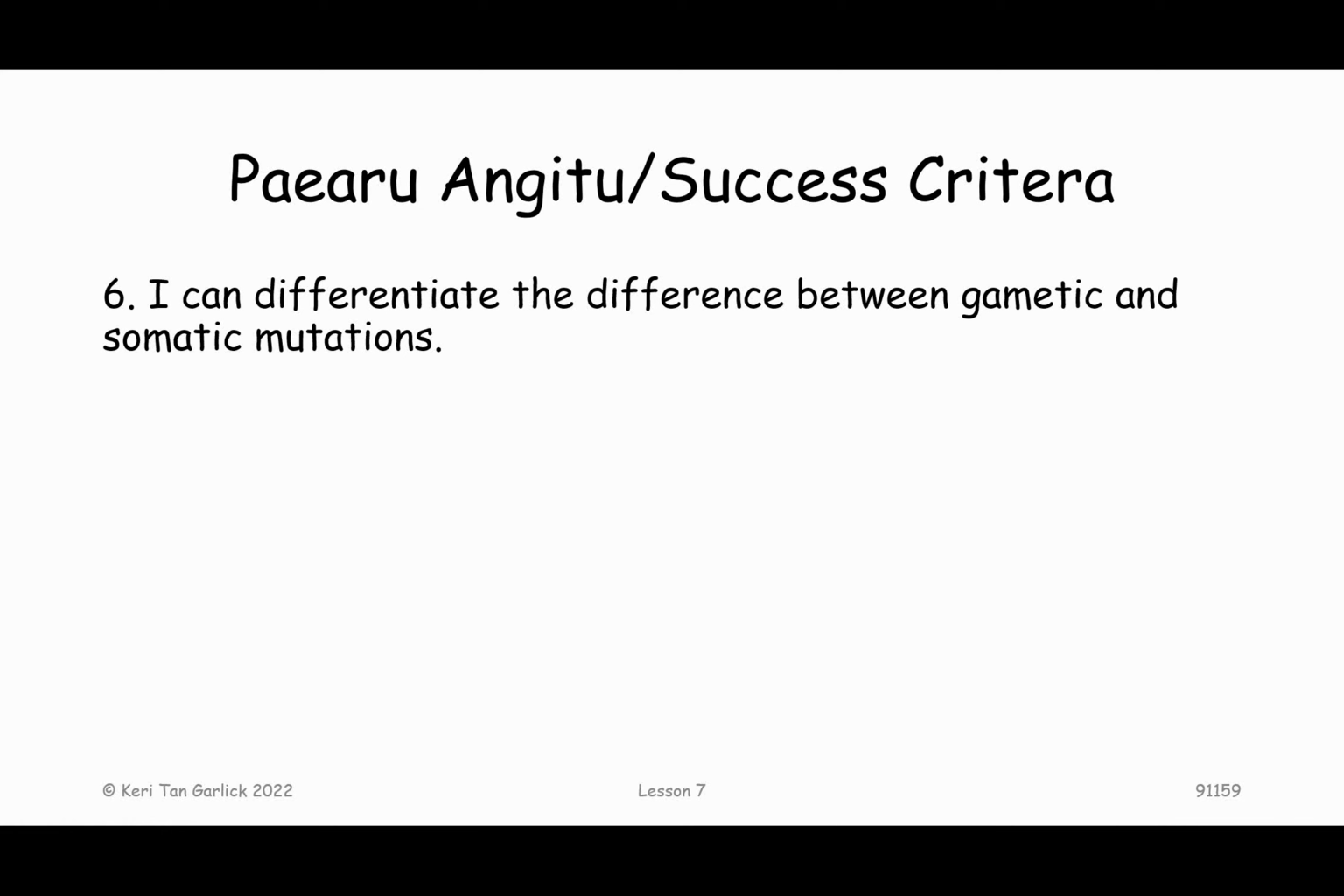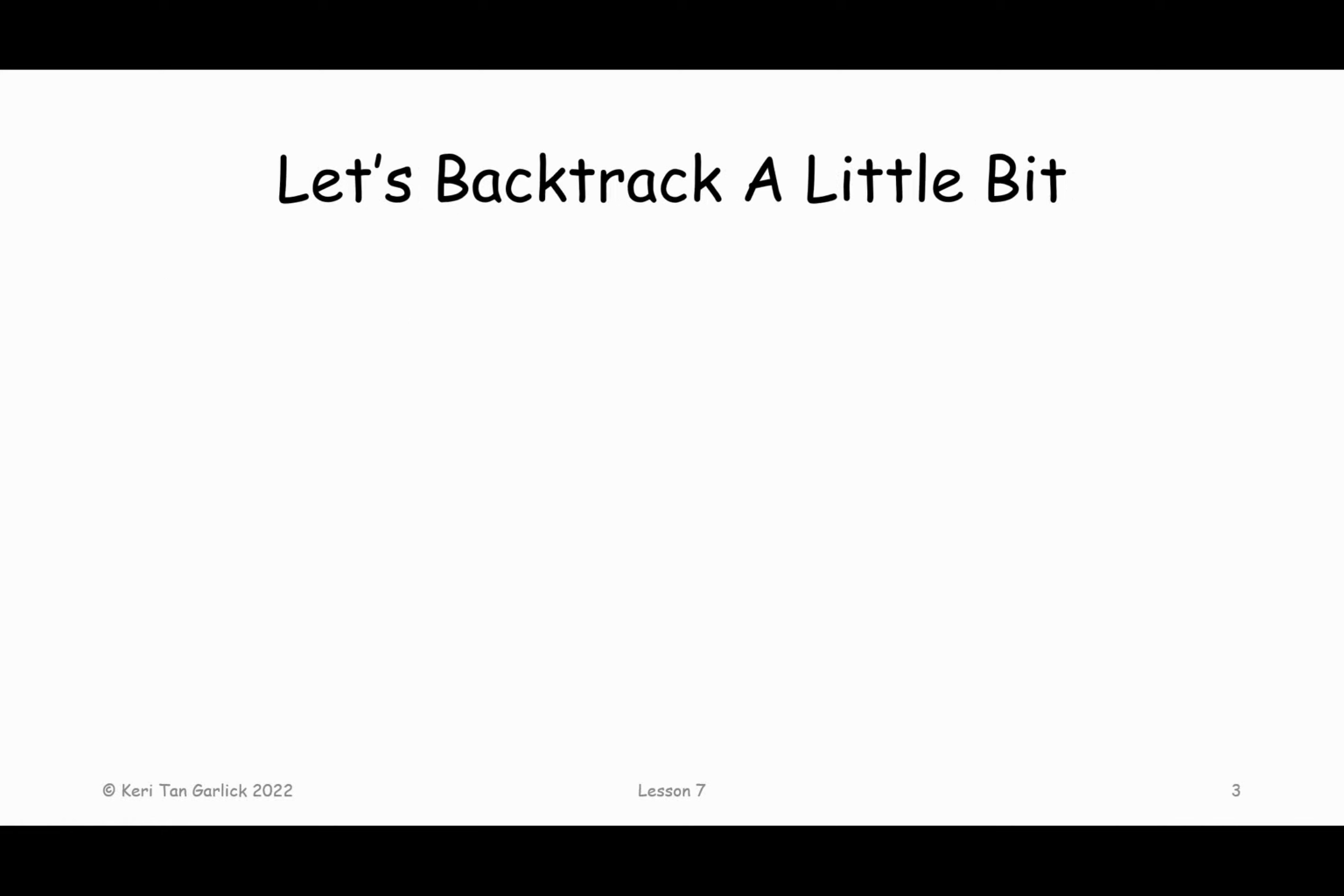So the success criteria from this is that you should be able to differentiate between gametic and somatic mutations. Again, it'll tie into the meiosis material that we'll cover in the next 2 lessons. So first, before we do that, let's backtrack a little bit. If you remember, I've divided this standard or external into 3 different chunks. The first chunk being molecular level. The second chunk is cellular level, and then the third chunk is going to be looking at the larger population level, and this is all tying in with genetic variation.